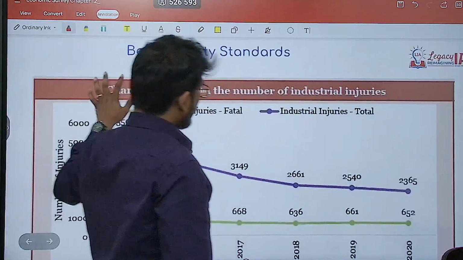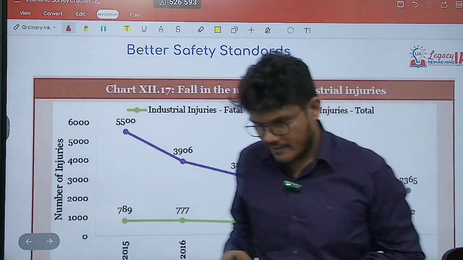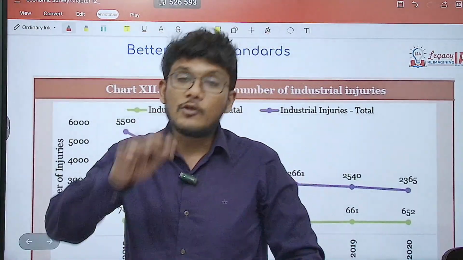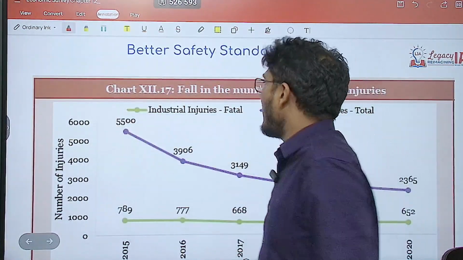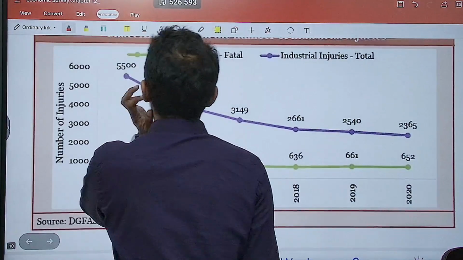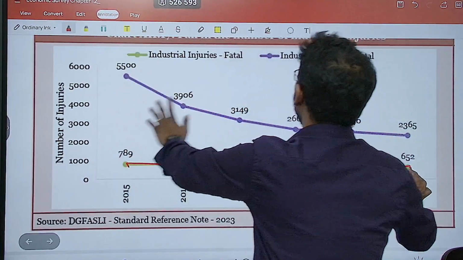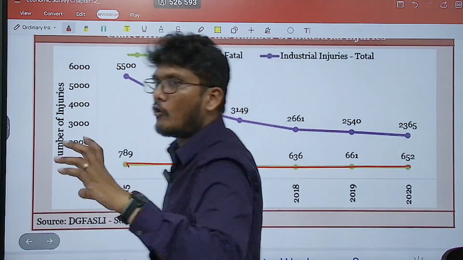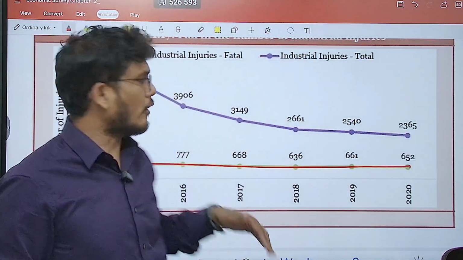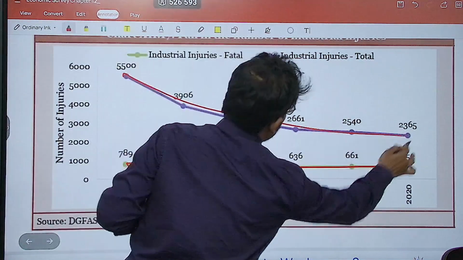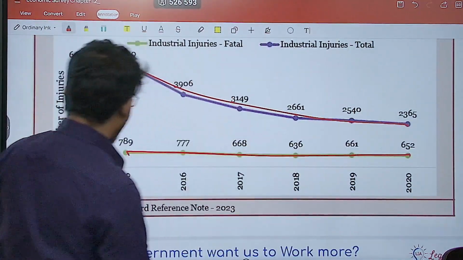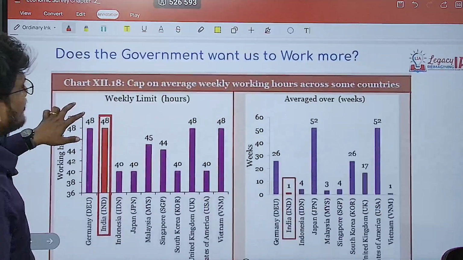Now we are also having better safety standards in industries, so reducing the deaths, reducing the accidents, and the industrial injuries which are fatal have gone down, though by a slight amount, but have gone down. Industrial injuries which may not be fatal have also gone down. In fact, they have gone down drastically. It is less than half in around 10 years.